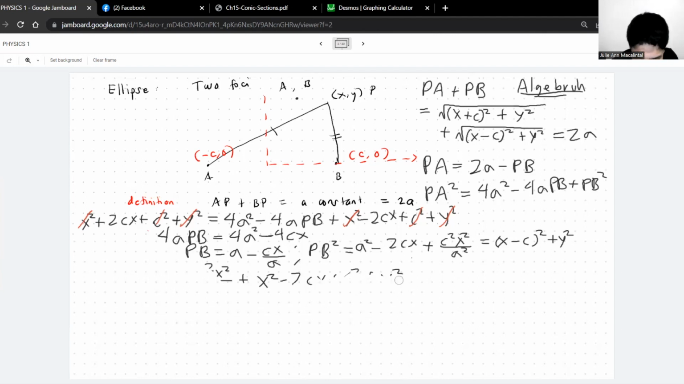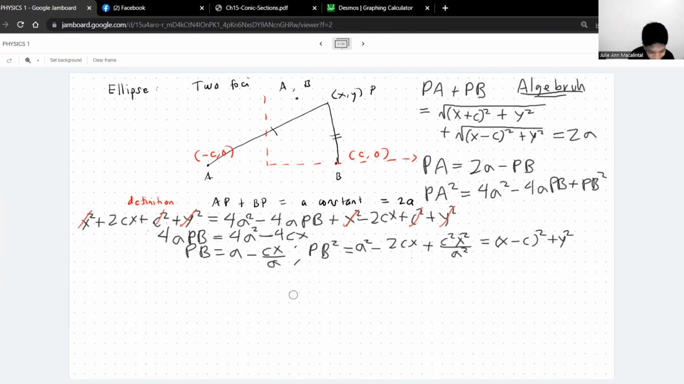Ano ba page? A-49. Appendix. Oo, dito, sa appendix. Kaya pala hindi ko makita eh. So, A-49. So, yung definition nandito. Theory of equation. So it must look like this.